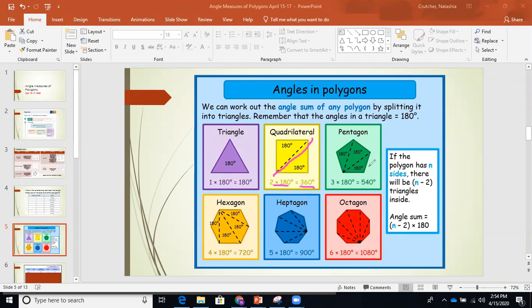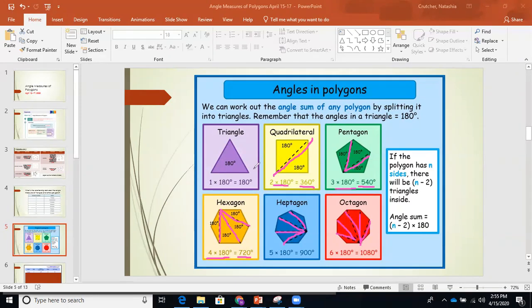Okay, pentagon, we have 5 sides and we can cut it into 3 triangles. So triangle there, there, and there. So 3 times 180 gives us that a pentagon's interior angles add up to 540 degrees. Same with the hexagon. We can cut it into 4 triangles, so 4 times 180, 720 degrees for the interior angles of a hexagon. And so on and so forth. You get the idea. The heptagon has 5 triangles, and the octagon makes 6 triangles.